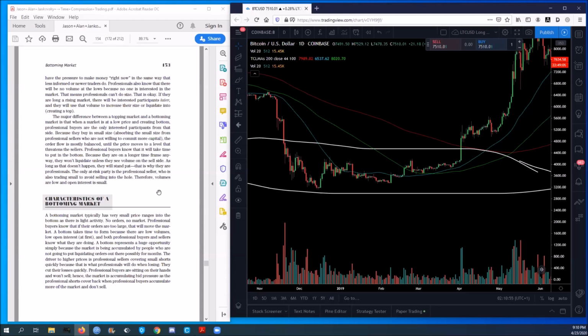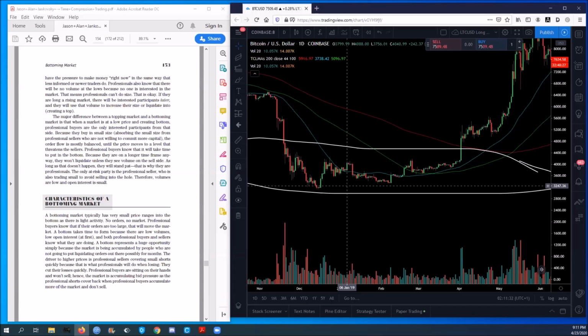Because I'm sure that if Bitcoin lost half of its network strength and became, quote unquote, more vulnerable and, quote unquote, less decentralized in terms of mining, that would be a lot of FUD thrown out there, and we'd see that get leveraged. So characteristics of a bottoming market, let's talk about it. A bottoming market typically has very small price ranges into the bottom as there's light activity. This was a pretty small range for Bitcoin, relatively speaking. A bottom represents a huge opportunity simply because the market's being accumulated by people who are not going to put liquidating orders out there possibly for months.